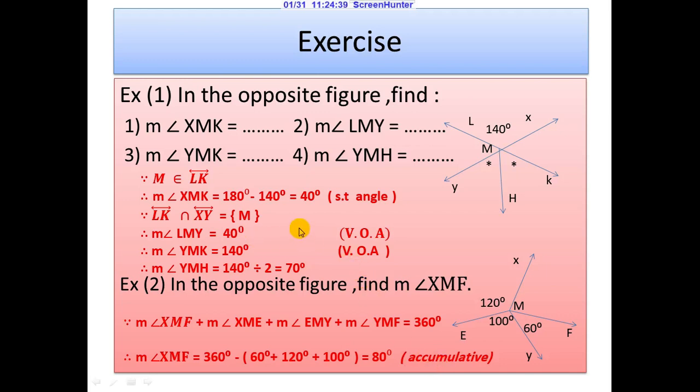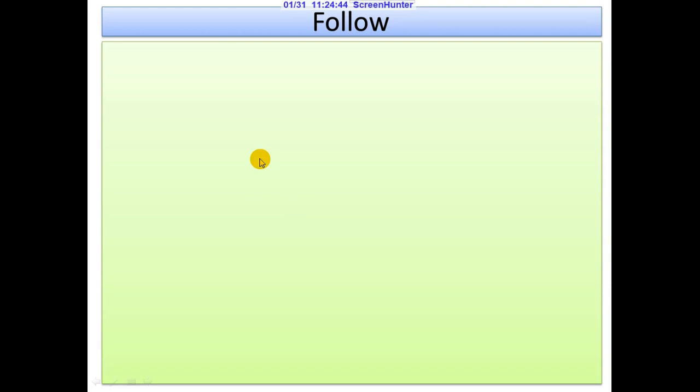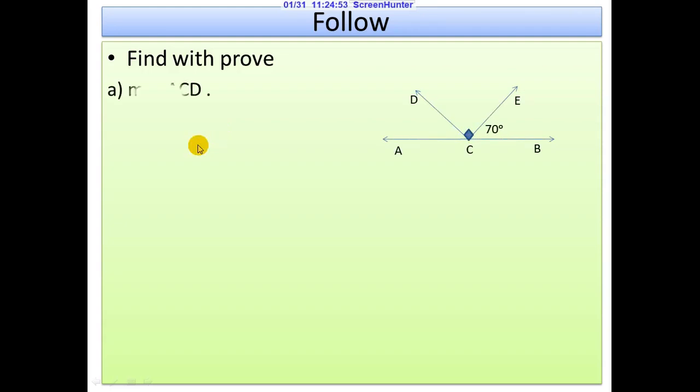Let's see more exercises and try to answer with me if you can. Find with proof. In this shape, letter A, he gave me a straight line AB, and here he gave me measure of angle ECB equals 70 degree and DCE equal 90 degree, because when we see this box, it means the measure of this angle equal 90 degree. And there is a missing angle DCA. How to find it? By using the proof.